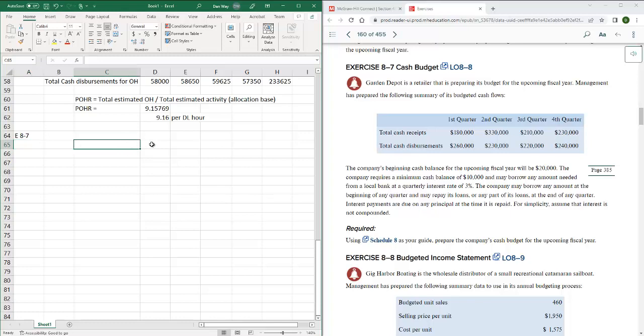So let's come up with a cash budget here for Garden Depot. And this is for year end or period end, 12/31, whatever. So let's lay this out by quarter one more time.